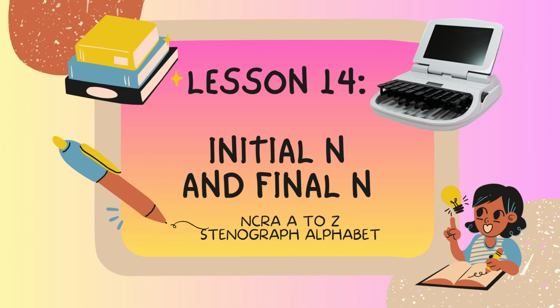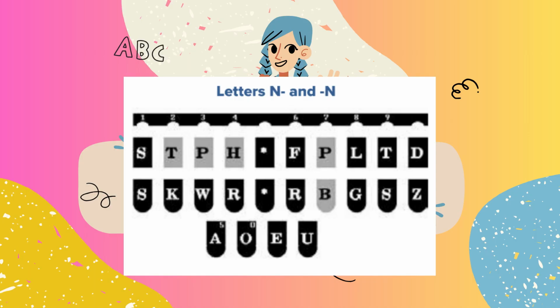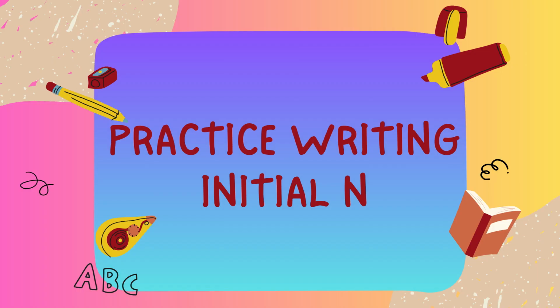Now it's lesson 14, and lesson 14 is about initial N and final N. So how to write initial N? Initial N is initials T, P, and H, which can be found in the upper bank on the initial side of the keyboard. You will use your left ring, middle, and index finger. You strike the initials T, P, and H simultaneously, and there you have it, your initial N.